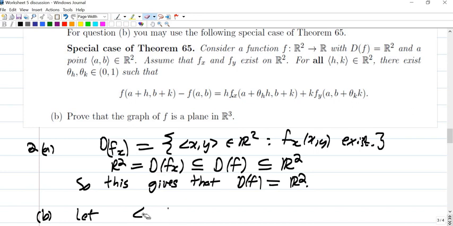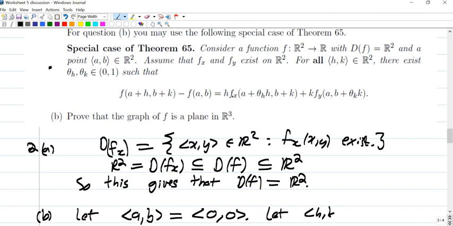Now, let's do the following. If you look at this theorem provided here, we have way too many variables. So we've got to be a bit smarter. So let's do the following. Let (a, b) be the origin. So immediately we have far fewer variables. And let (h, k) be a 2D vector, which is not the origin.